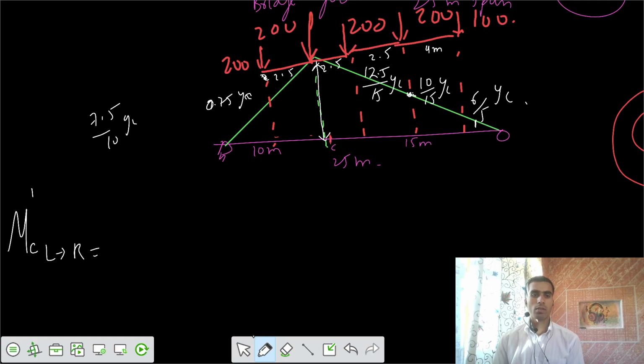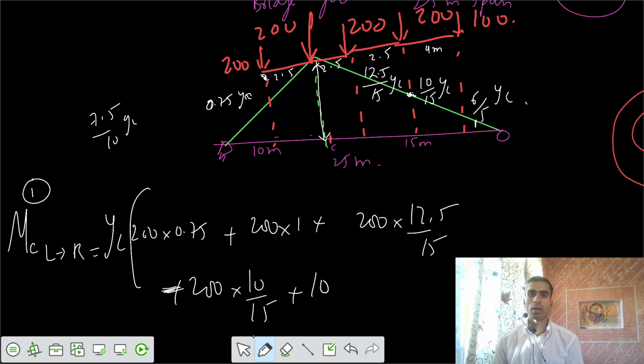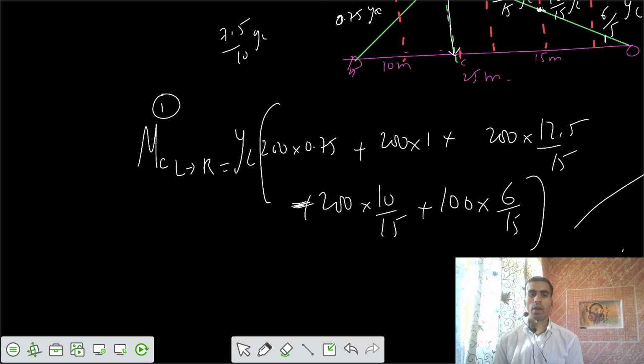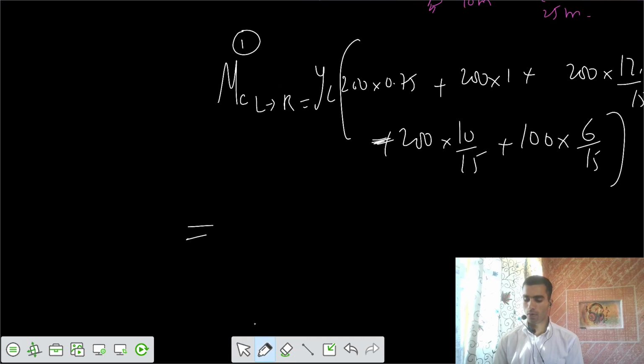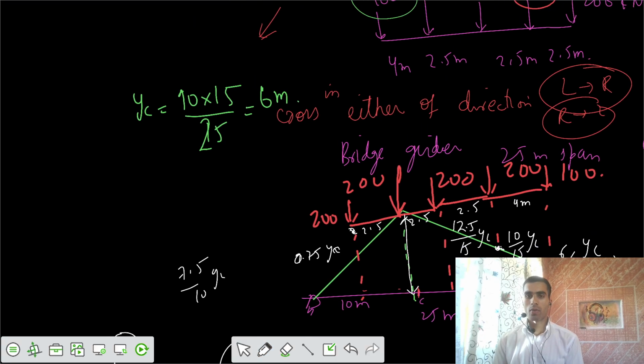So you can write this is your case 1, so you can calculate that 200 into 0.75 of YC. Let's keep the YC outside. 200 into 0.75 plus 200 into 1 plus 200 into 12.5 by 15, then plus 200 into 10 by 15 plus 100 into 6 by 15, then times YC. So finally you can get the value of MC left to right equals 4140 kilonewton meter. Now the next case is that we go from right to left.